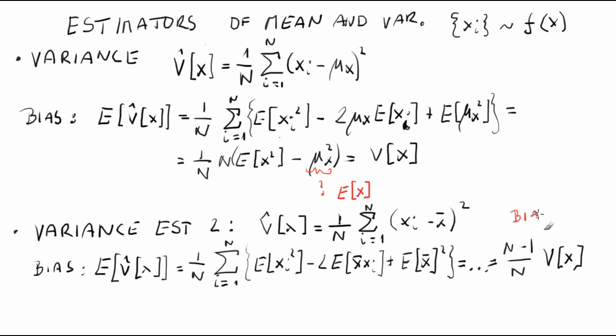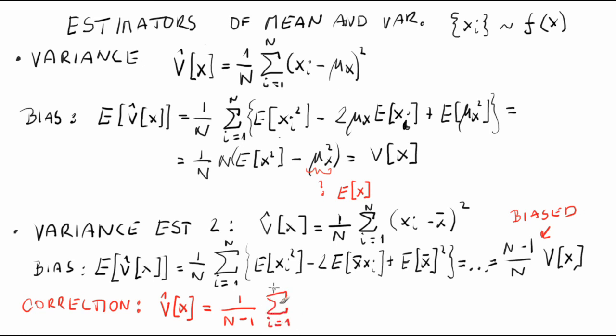Fortunately, we were able to evaluate the bias properly, and therefore we can correct for it. Let's define yet another estimator of the variance of the probability density function f. The estimator of variance of x equals 1 over n minus 1 times the sum i equals 1 to n of xi minus x bar squared. Finally, we've got an unbiased estimator of the variance.